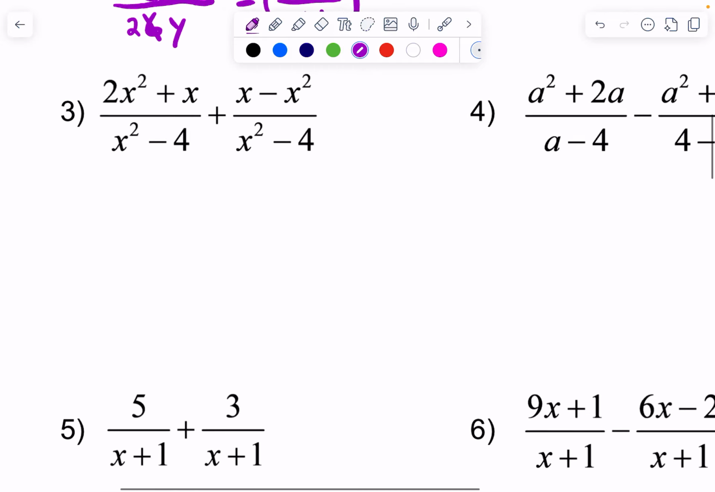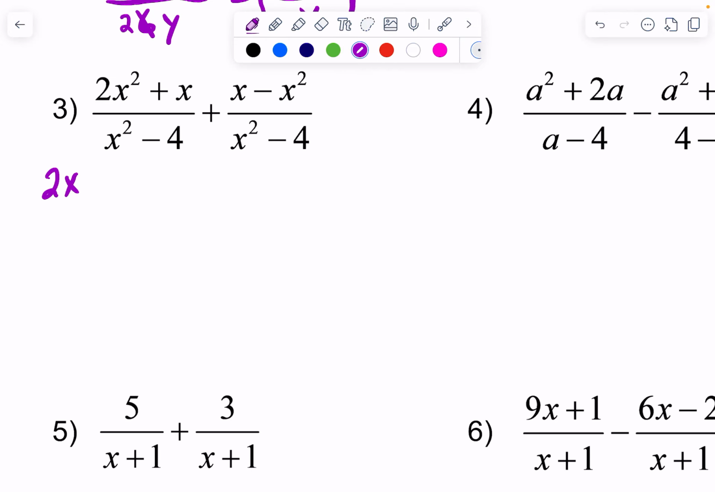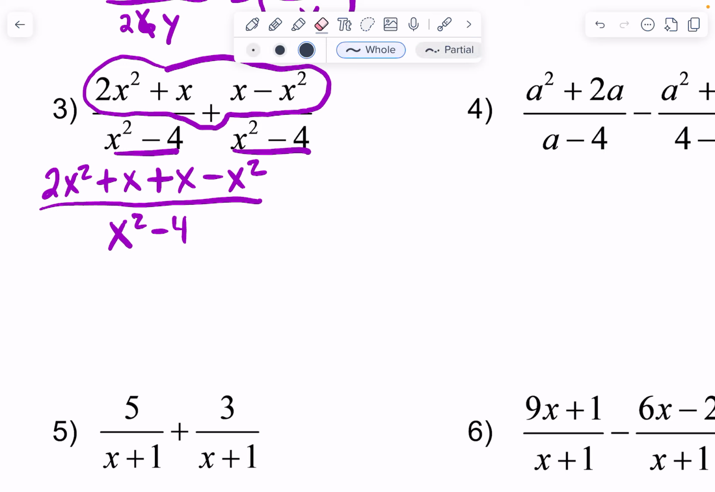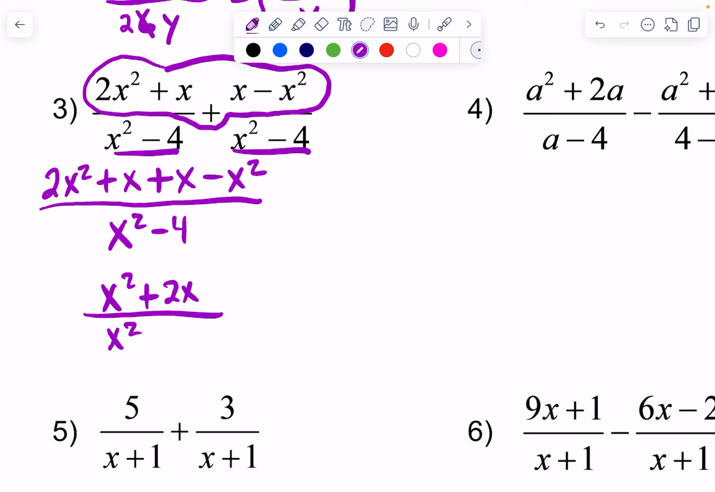All right, next. We've got here 2x squared plus x minus x squared. Again, what happened there? I just performed the numerators' operation because the denominators were common. So I've got x squared minus 4 here. Let's go ahead and add the like terms in the numerator, which will give me here x squared plus 2x over x squared minus 4.